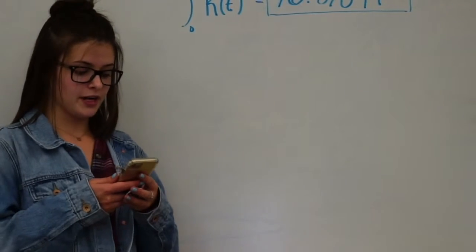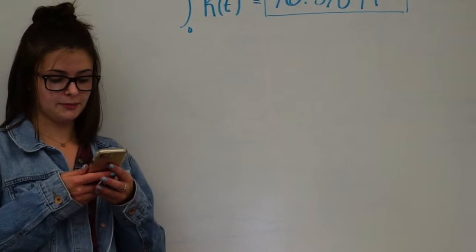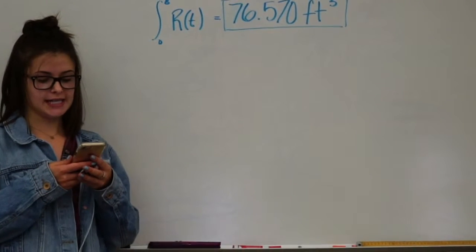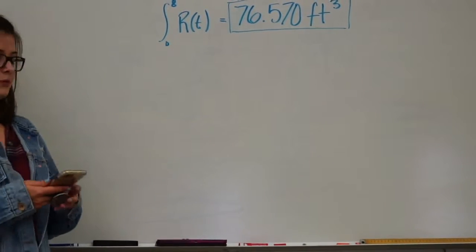Now, we're going to be going over questions A, B, C, and D. So, enjoy the show! Part A reads, how many cubic feet of rainwater flow into the pipe during the 8-hour time interval t greater than or equal to 0 and less than or equal to 8?